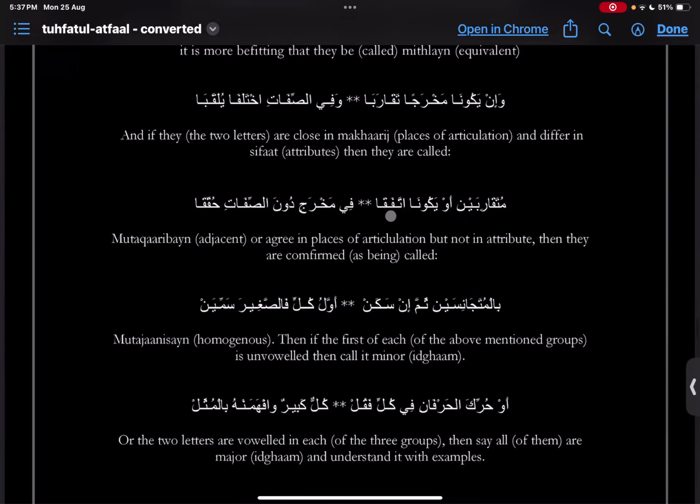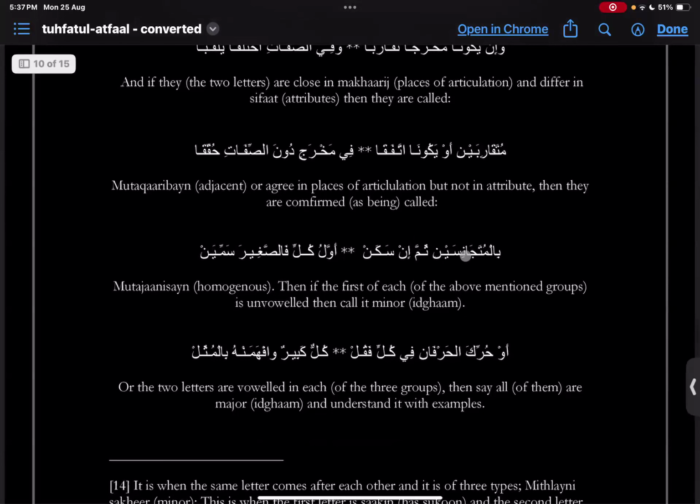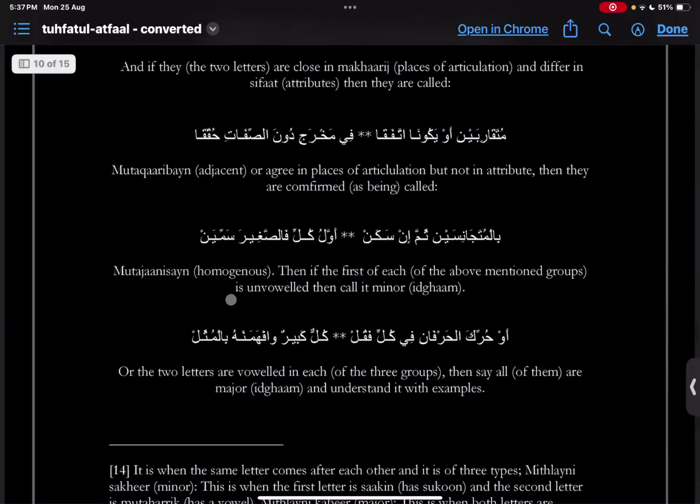أو يكون اتفقا في مخرج دون الصفات حققا بالمتجانسين. Or if they agree in their place of articulation, but not in their attribute, all right, the same place of articulation, but not the same attribute. For example, mim and ba. Then we call them mutajanisain, which in this translation homogeneous, or you can call them similar, if you like. Similar, homogeneous, same thing.